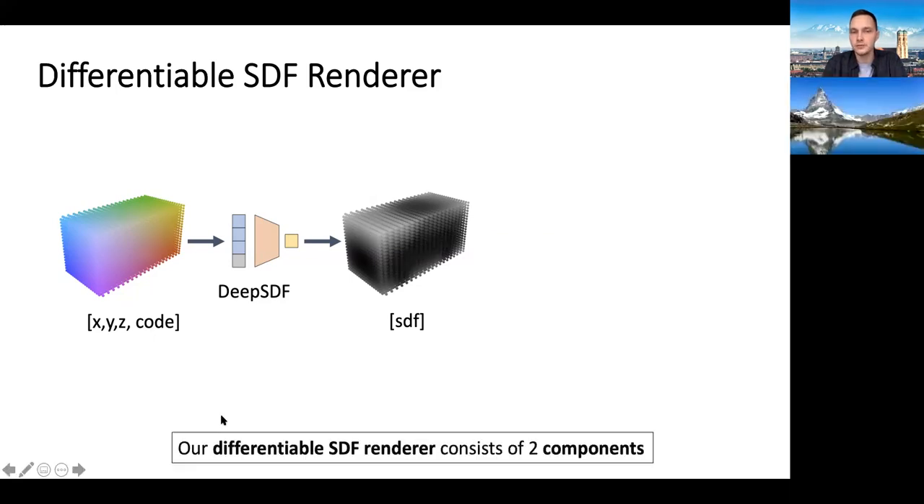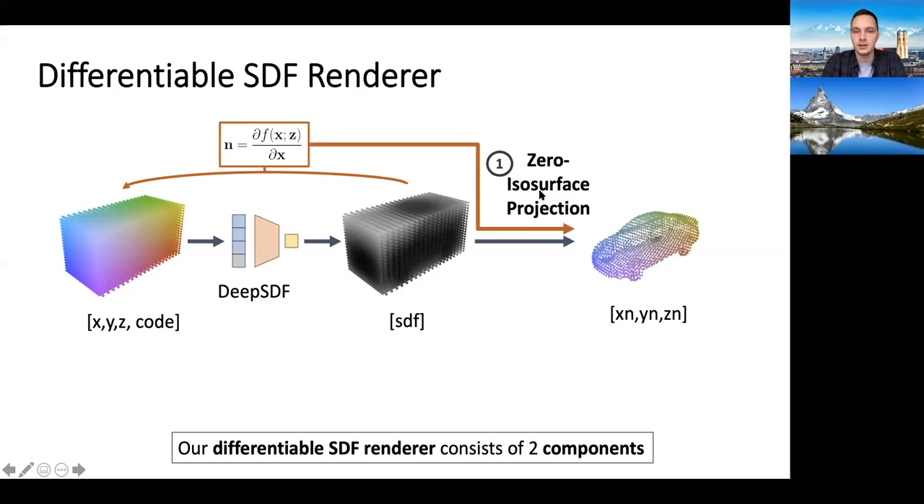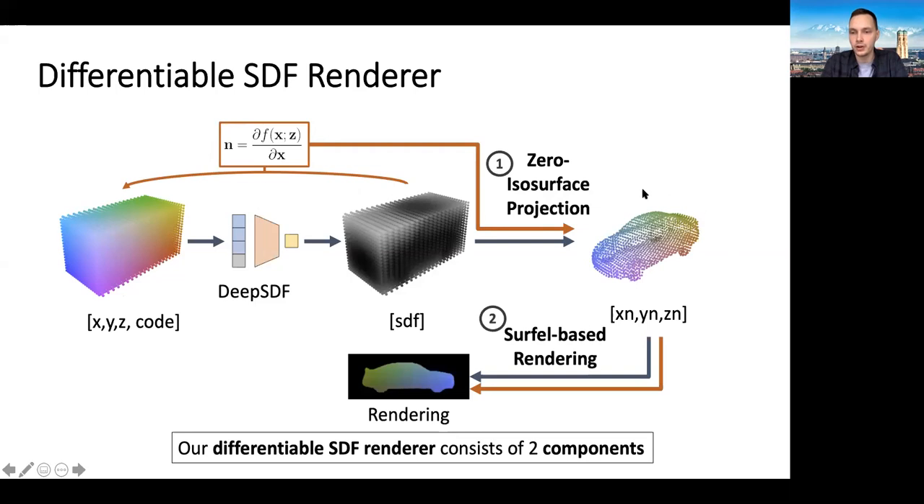Our differentiable SDF renderer consists of two components. First is the Zero-Isosurface Projection, which allows us to take all those XYZ points and project them onto the surface using the SDF. I'm going to explain how it works in the next slide, but basically we compute the normals through backpropagation. The second step, once we have the point cloud and the normals, is Surfel-based rendering. This I'm going to show later as well.